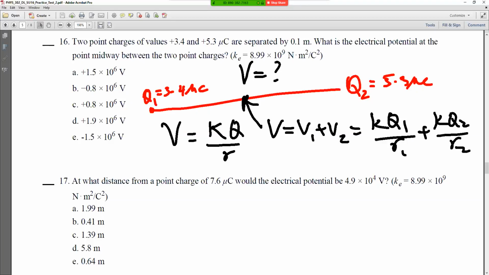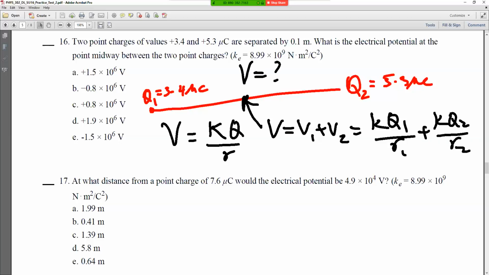Your Q1 is 3.4 times 10 to the minus 6. Your R1 is 0.05 because it says midway. So your R1 and R2 are both 0.05. And then your Q2 is 5.3 times 10 to the minus 6. And since both are positive, electric potential is a scalar, so you just add it like numbers. You don't need to worry about whether it's to the right or to the left.